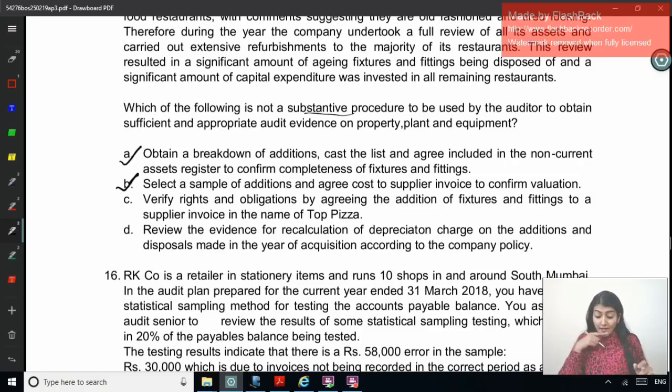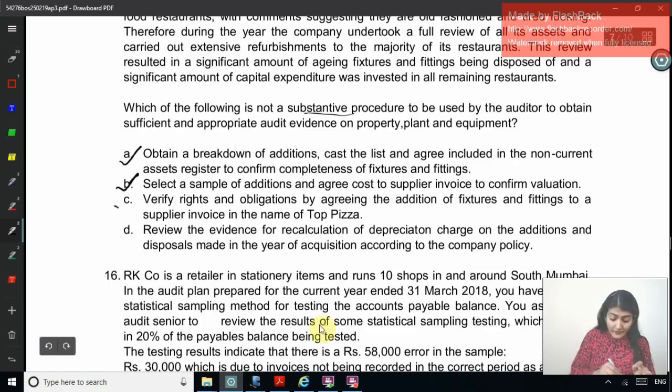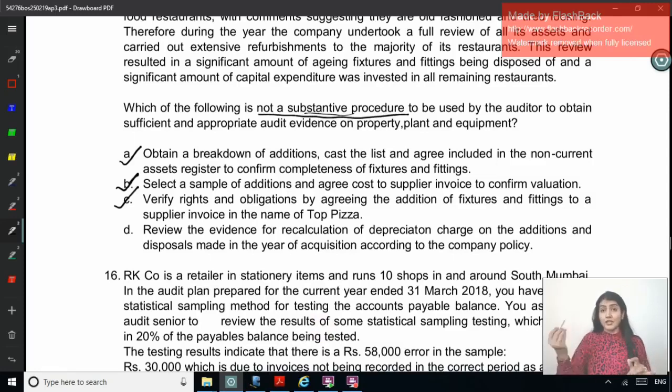Option D: review the evidence for recalculation of depreciation charge on the additions and disposals made in the year, according to the company policy. Right. So, what does it say? Review the evidence. Again, which is not a substantive procedure? Review the evidence for recalculation of depreciation charge. Will you review the evidence or will you recalculate on your own? Will you review the evidence for recalculation of depreciation or will you do the recalculation on your own? Because obviously depreciation, additions, deletions during the year, we will check. So that's a substantive procedure.